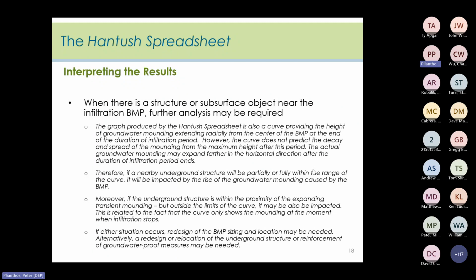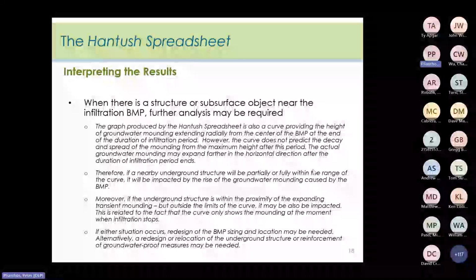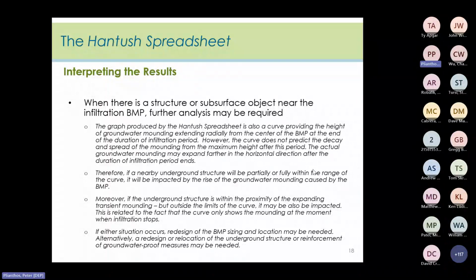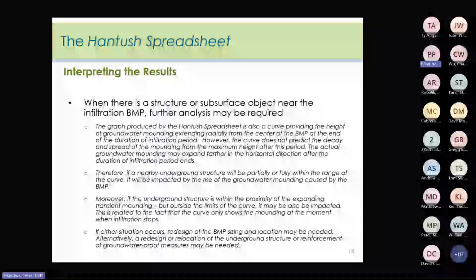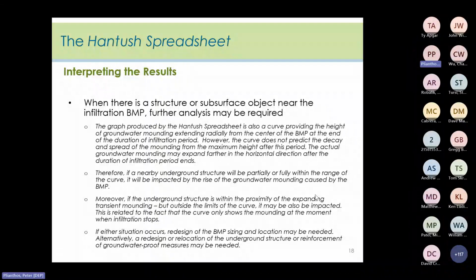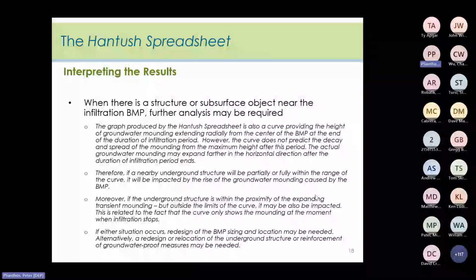During decay, while the maximum mounding height under the center of the basin will reduce, the mounding will expand in the horizontal direction and potentially cause the tails of the mounding curve to rise higher than the height at the beginning of the decay. This means that if an underground structure appears to be above the mounding predicted by the spreadsheet, or out of range of the mounding altogether, it may still be inundated when the mounding height decays, since the hand-touch spreadsheet does not provide the height of the tails of the mounding during the decay period. Therefore, caution should be used when applying the spreadsheet to analyze adverse impacts to subsurface structures in proximity to an infiltration BMP.